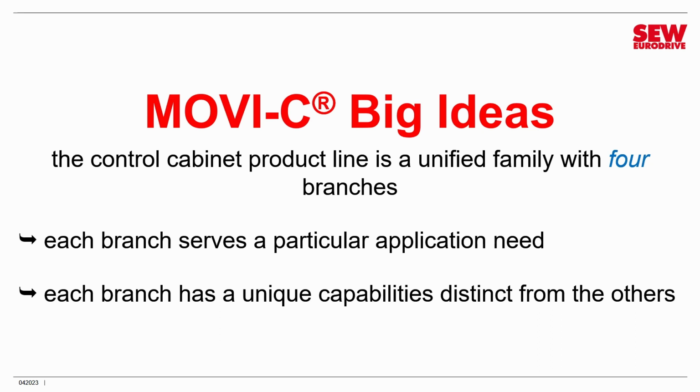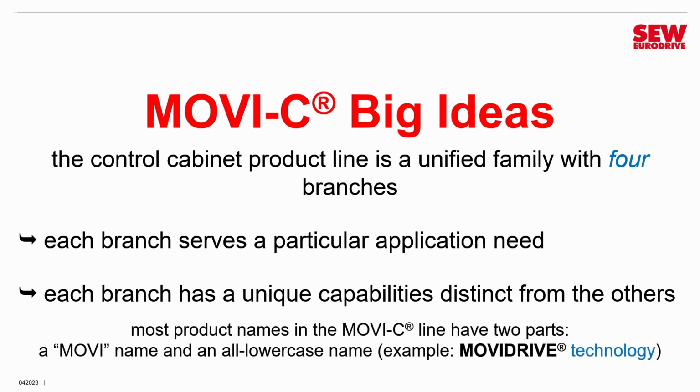Okay, and finally, one quick clarification that will make things make a lot more sense as we work our way through the course, and that is the way MOVI-C products are named. Most product names in the MOVI-C line have 2 parts. The first part begins with the word MOVI, for example, MOVI-Drive, and then there will be an all lowercase name that comes right after it, like technology. So the complete product name is MOVI-Drive Technology. What we will be doing in these presentations, we'll usually be making the lowercase part in blue just to make it jump out at you. But that is the way most names work in the MOVI-C product line. You've got those 2-part names. So don't let that throw you, but you'll see a lot of those.